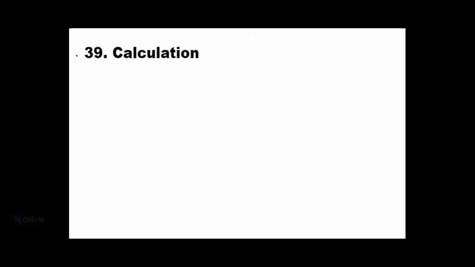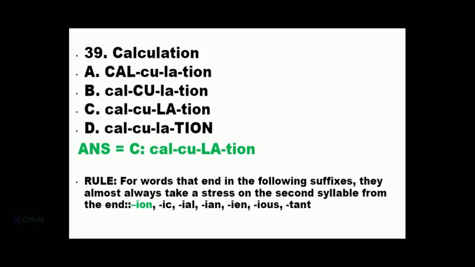Question number 39, calculation. Then A, calculation sounds unnatural. Calculation, that is B, sounds unnatural. Calculation sounds natural. So we pick it already, even without applying the rule. We apply the rule of intuition. D, calculation sounds unnatural, okay? So the correct option is C, even based on intuition, we were able to get this correctly. But then we have an applicable rule for words that end in the following suffixes. They almost always take stress on the second syllable from the end of the word. And the one that applies here is I-O-N, calculation, second syllable from the end of the word.